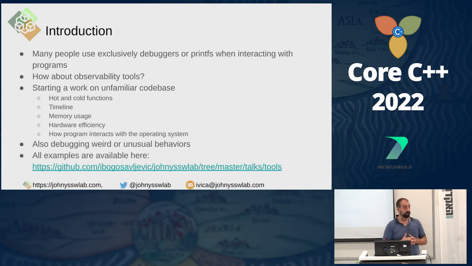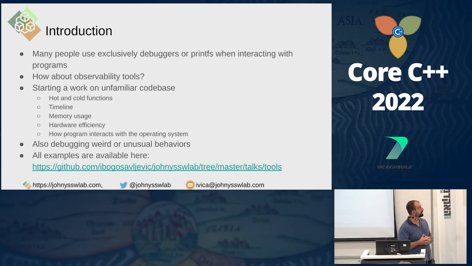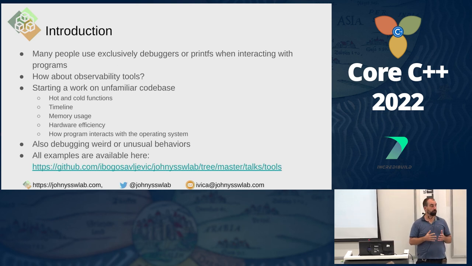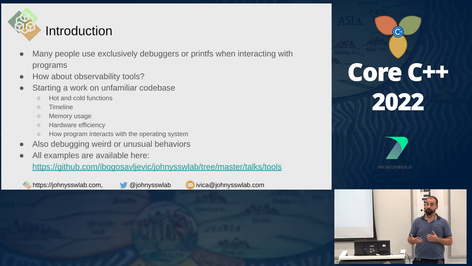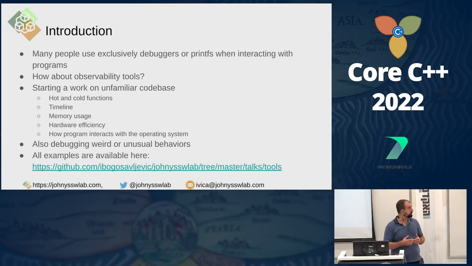If you're starting on an unfamiliar code base, and we know that engineers change jobs very often, like every few years, you want to understand which code is important. They say to you, read the code, but the code is 5 million lines. So you want to understand what part of the code to read. You want to know which functions are important and which are not. You want to know the timeline, how the program moves from one function to another. You want to explore how the program uses memory, when it goes up, when it goes down, and what the particular moments are when that happens. You're interested in hardware efficiency. How good is your program with regards to utilizing the hardware? You want to know how your program interacts with the operating system. What kind of system calls does it make? We're going to investigate that here. You can also use observability tools to debug unusual or weird behaviors.